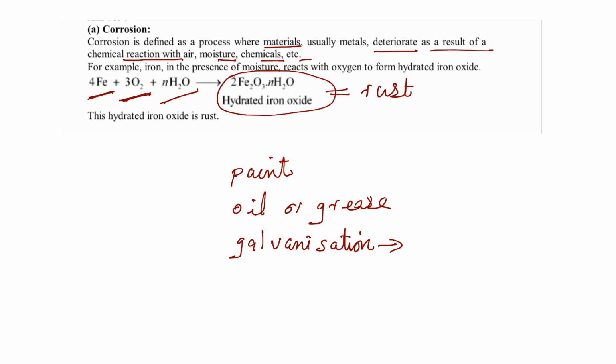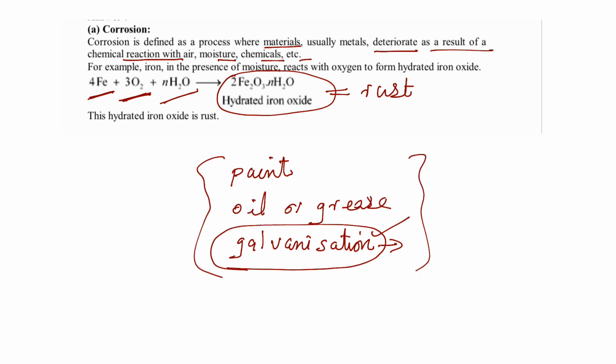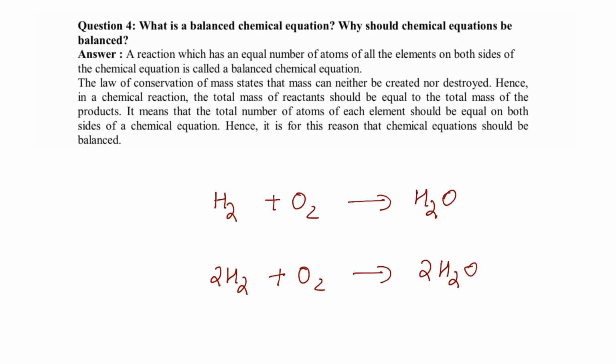Galvanization is the process of protecting a metal by coating it with a highly reactive metal like zinc. Remember that definition. You must mention zinc, that is important for galvanization. So these are the basic techniques to prevent corrosion. Remember the definition of corrosion, and that hydrated iron oxide is known as rust. Important.